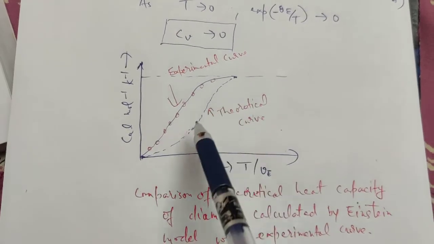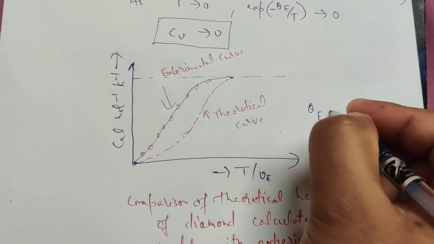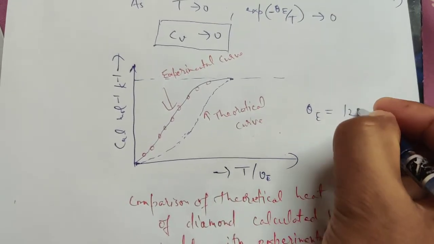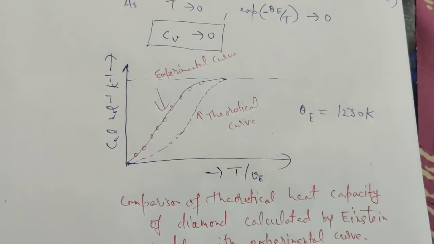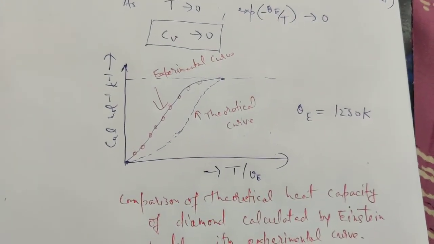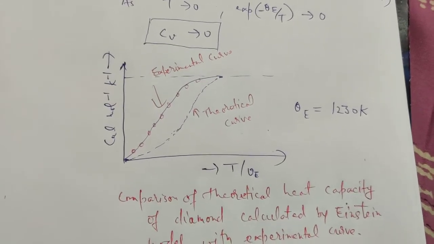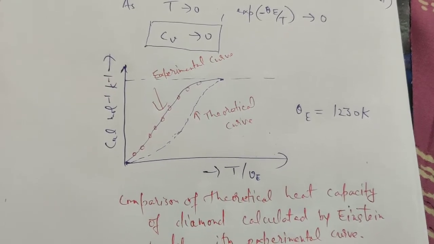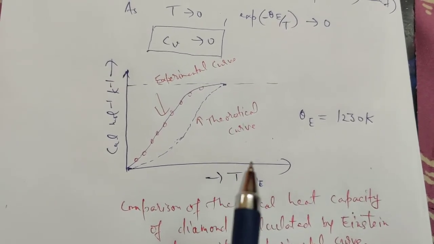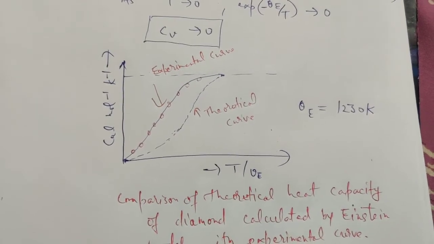Here I am plotting this dotted line using the Einstein temperature as 1230 Kelvin. So this was the drawback of the Einstein model at low temperatures, and it is due to the oversimplified model employed by Einstein, that all the atomic oscillators vibrate independently at the same frequency.